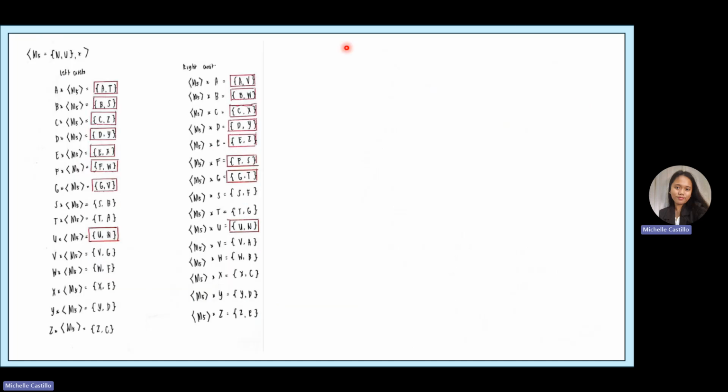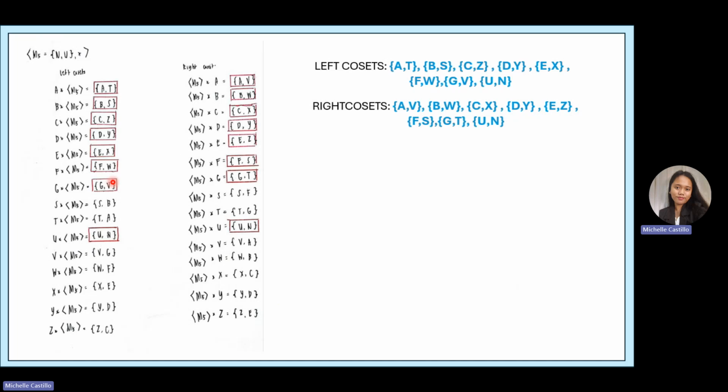So when we continue this process, we will get these right and left cosets. For the left cosets, we have a t, b s, c z, d y, e x, f w, g v, u, and n. Then for the right cosets, we have a v, b u, c w, d x, e y, f z, g s, t, and u, and n.